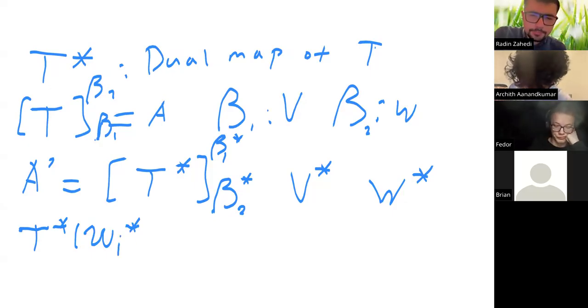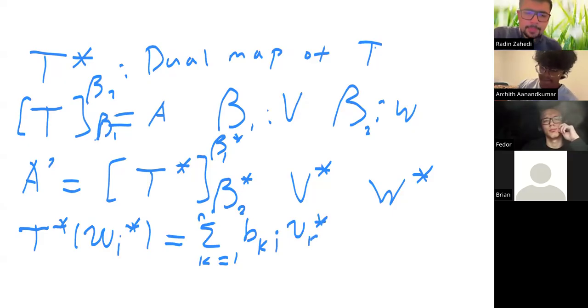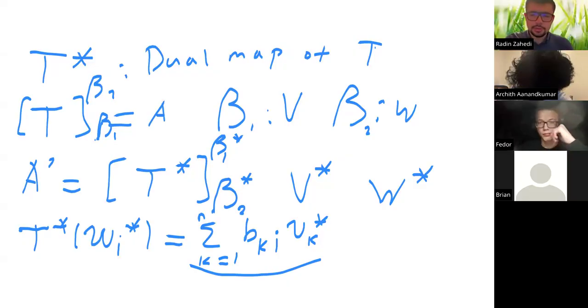And it should be expressible as a linear combination, or just denote the coefficients by B. It's a linear combination of the dual basis of V star, right? So I'm going to find these Bkis. What should I do? What are some ideas to compute these coefficients? Say I want to compute Bji. What can I do?